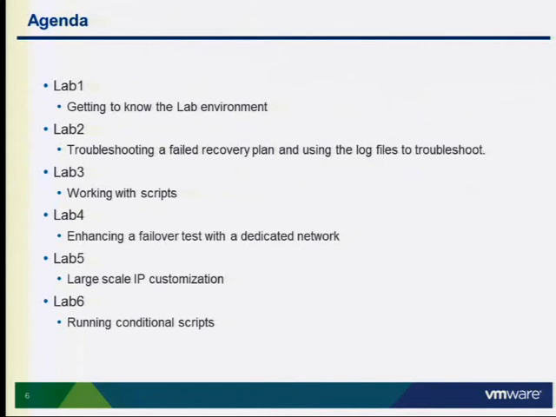So for an agenda, first we're just going to show you around the lab environment, what we've got, what the architecture looks like, where the virtual machines are, what we've got to play with. Secondly, we'll look at troubleshooting a failed installation. So this is a manufactured failure, so we've created the problem. It's not a specific problem that you'll see in the real world, but it will give you an idea of where to look when you get a problem like that, and hopefully give you a heads up on how to use the log files. Inserting scripts, changing test networks, and we'll go through these in more detail. And finally, large-scale IP customization.